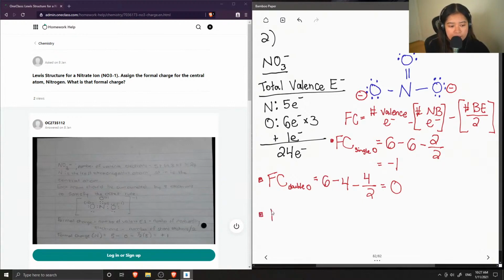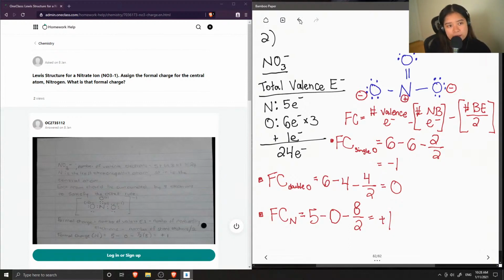And lastly, let's calculate the formal charge of our nitrogen. So nitrogen has 5 valence electrons. There are no lone pairs on this nitrogen, so for the number of non-bonding electrons, it's just going to be 0. And in total, there are 4 bonds to the nitrogen. So this means that we have 8 bonding electrons, and we just divide that by 2. So 5 minus 0 minus 4 is positive 1. So that means our nitrogen has a positive charge.